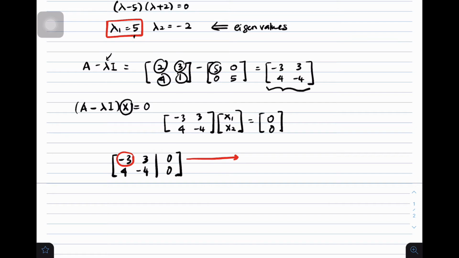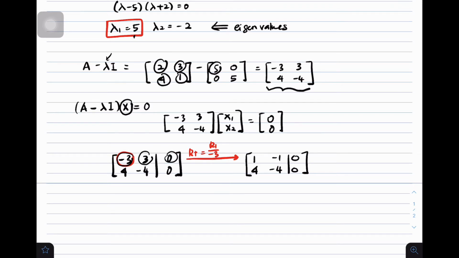By dividing it with negative 3. So R1 is equal to R1 divided by negative 3. So that means we are changing row number 1. Row number 2 remains the same, so you just need to copy it back. Okay. Row number 1 divided by negative 3. So you have negative 3 divided by negative 3, 1. 3 divided by negative 3, negative 1. 0 divided by negative 3 is 0.